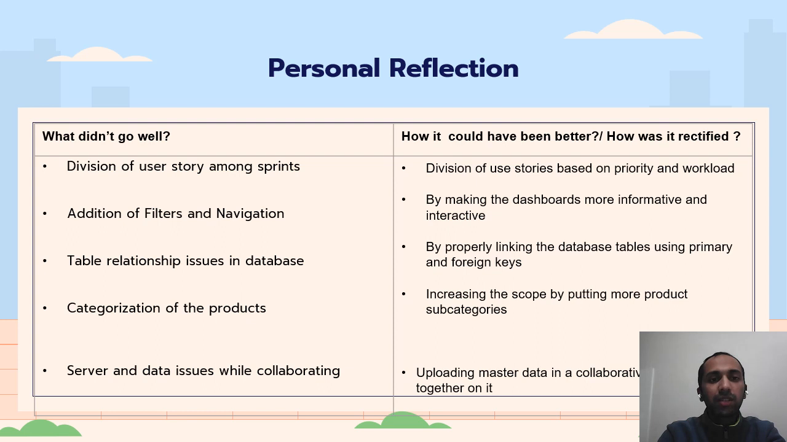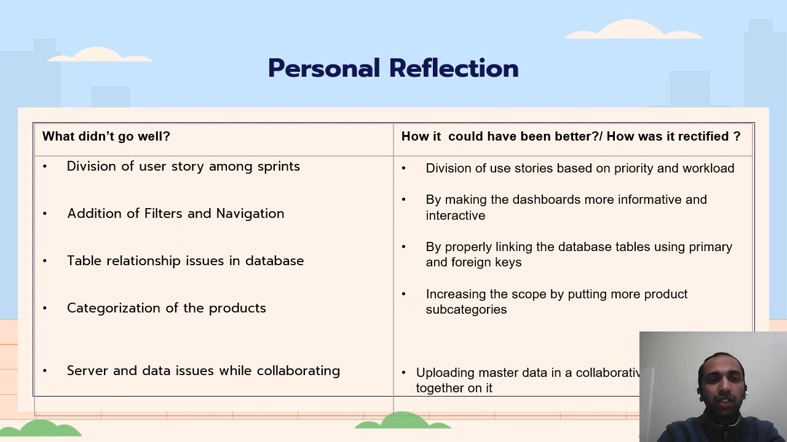Number 3 is relationship conflict in the database tables, which was corrected by properly allocating primary and foreign keys that establish relationships between tables and are also helpful during data visualization and analysis. Number 4 is categorization of products. We came to feel like the products can be subcategorized more in depth to increase the product scope and the project scope. So we will be adding more product subcategories with more data.